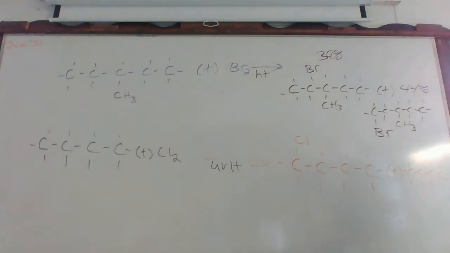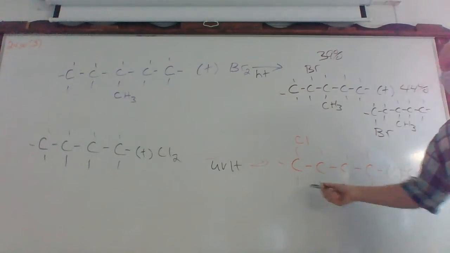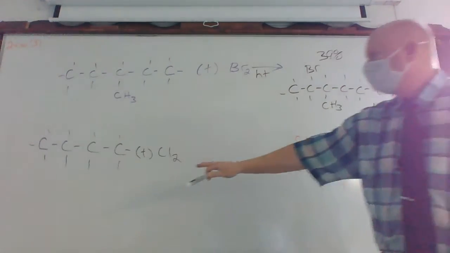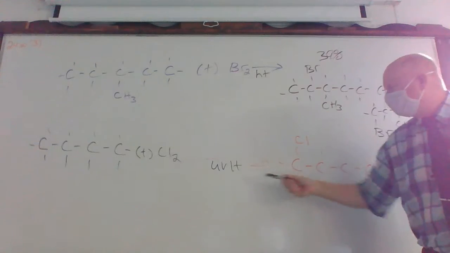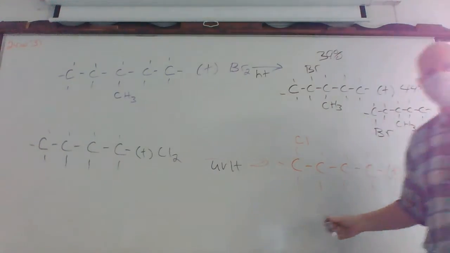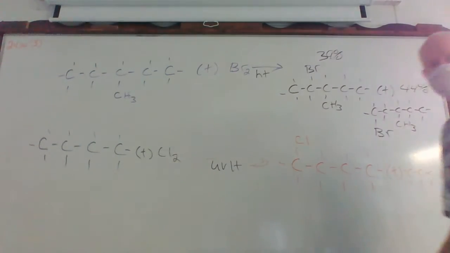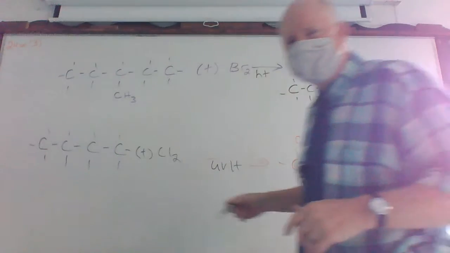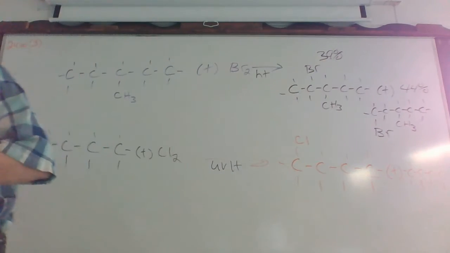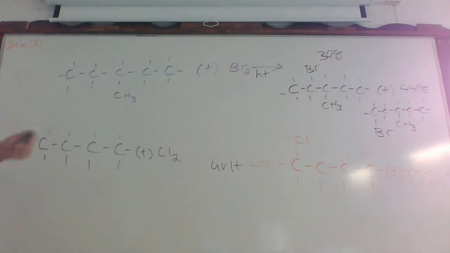Chlorobutane and 2-chlorobutane, this is what it would look like. You're starting with butane, you're reacting with a halogen, you have to have a catalyst, and these are your two products. So there are your mechanisms, a little bit of review on naming these compounds.